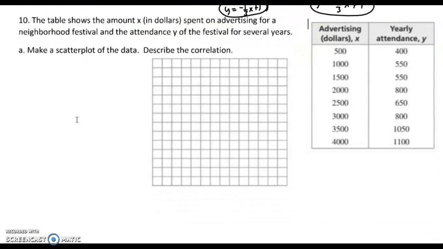Okay, number 10 is asking us to make a scatter plot of the data and describe the correlation. So we have advertising dollars as x. This is going to be my x-axis. And if you look, it tends to go up to like 4,000. So I feel like maybe going by 500s would be good. So that's 1,000, 1,500. This would be 2,000, 2,500, 3,000, 3,500, 4,000. And this is the advertising dollars.